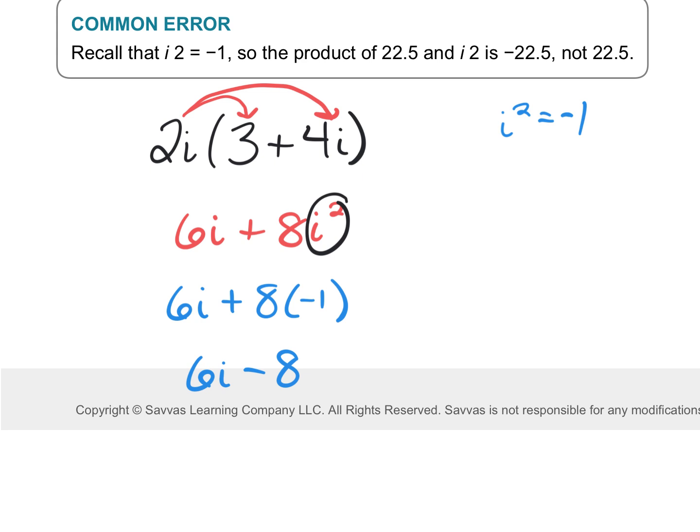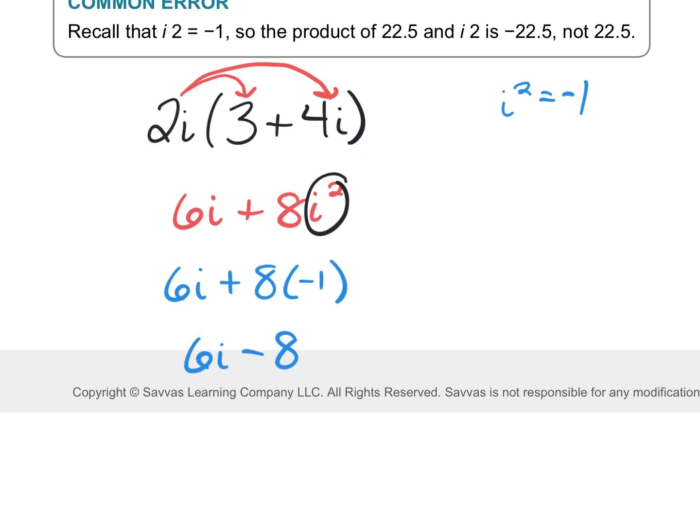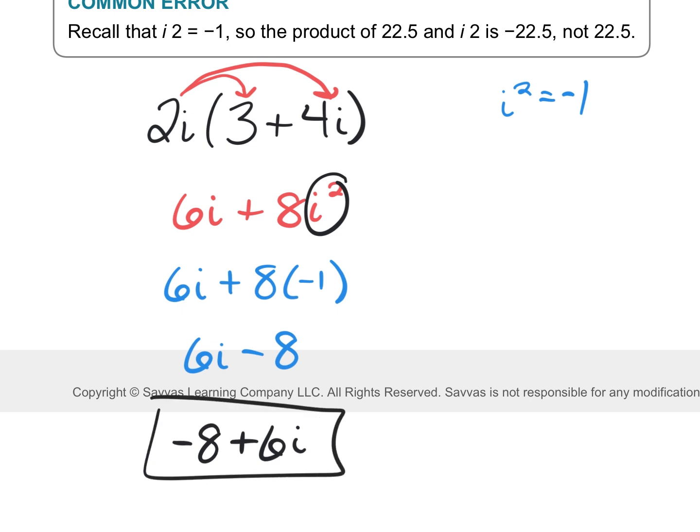Am I done? No, it's in the wrong form. How do I put it in the right form? Can you flip it? Yep, I can flip them. So it turns into -8 plus 6i. Why do you add plus? Because this is positive in front of here. If it was a negative there, then I would subtract. So you keep the original signs of what they were. Biggest thing is that i squared equals -1.